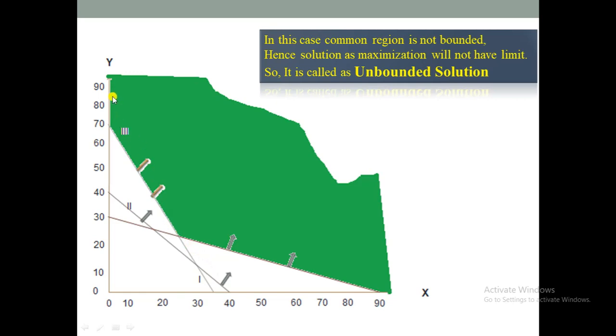On this side the boundary is there, but on this side it is not bounded, and in this case we will not be able to calculate the answer. So it is called an unbounded solution. This is also one of the special cases of the linear programming problem.